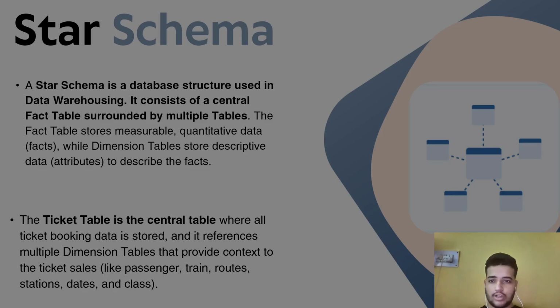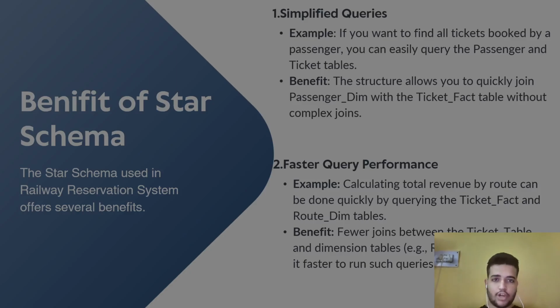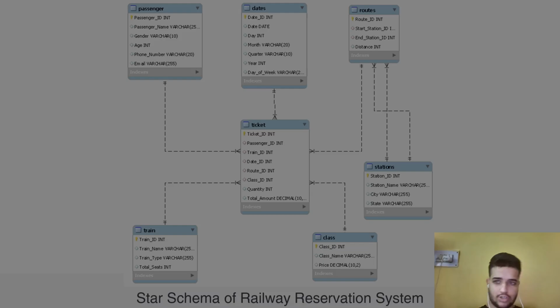Now we know the star schema is a database structure used in data warehousing. It is basically in the form of a star. There's a middle table, the fact table, that stores the measurable quantitative data, and the dimension tables around it store the descriptive data. We already told the benefits, like simplified and faster query performance. This is the star schema that we use, and this is how we created the database.